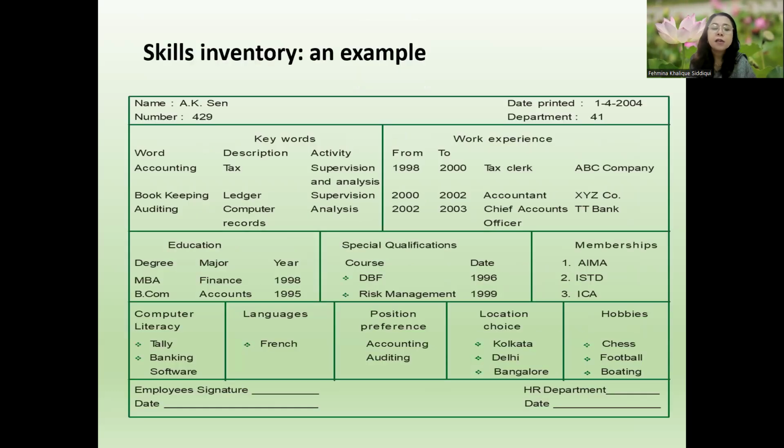So here is an example of skills inventory. As you can see, this is the skill inventory for Mr. Sen. The keywords are what he does, what job roles or responsibilities he plays in the organization, his work experience, education level, qualifications or certifications, memberships, computer literacy, languages, position preference, location choices, and hobbies. All these are put for each and every employee of the organization, which forms the skill inventory. As and when there is a requirement or vacancies are created, Mr. Sen can be either transferred or promoted to fill those positions because he has education and has also acquired certain special qualifications and computer literacy in the accounting department.